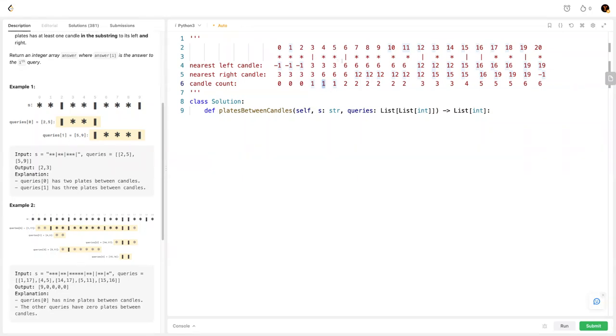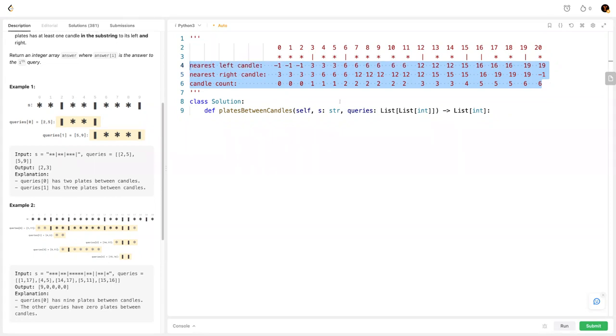And same for 5, and same for 6. Since it's a candle itself, the closest to the left and the right is 6. Both of them are 6, and the total candles up to now will be 2. So we generate three arrays, one for each position in the string. We generate 3 arrays, and we can use these 3 arrays to return the total number of plates within the range.